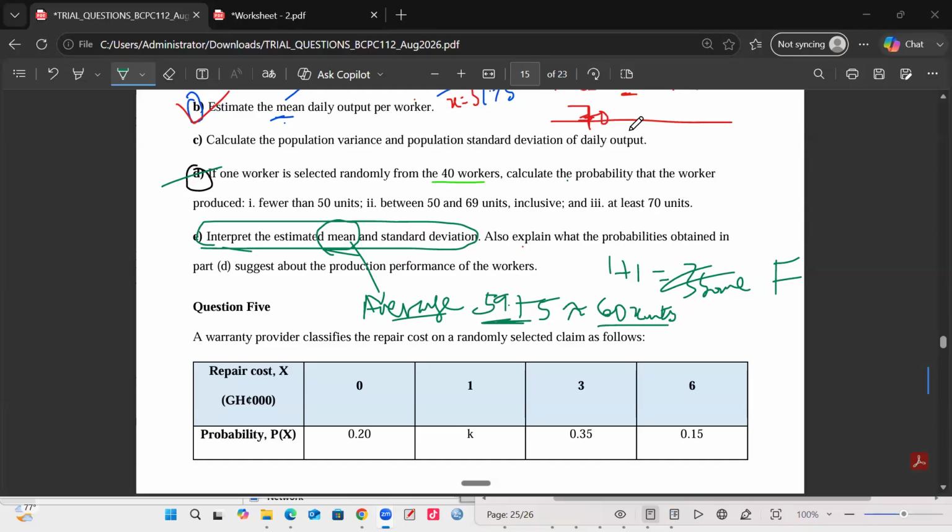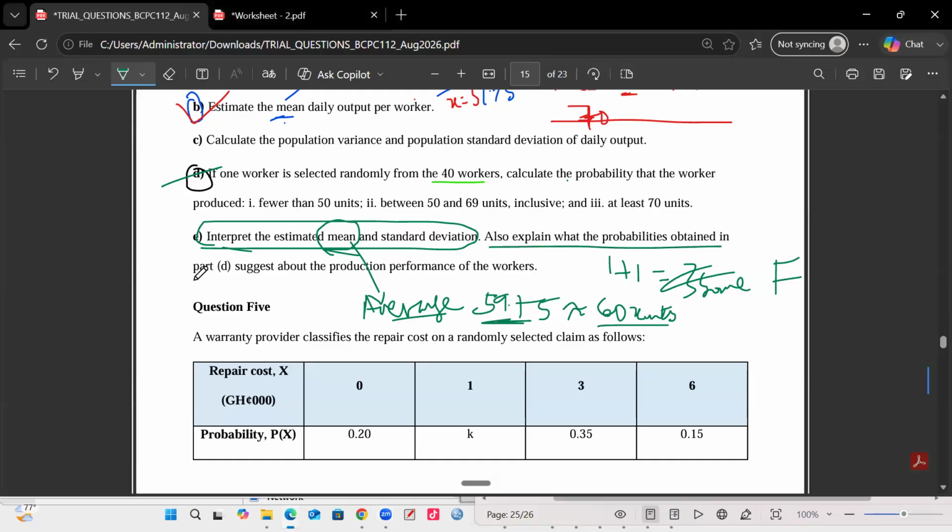All right, guys, let's continue. Let's finish it quickly. Also explain what the probabilities as obtained in part D suggest about the production performance of the workers. Are you getting it? Okay, so let's see. Let me give you a clue.